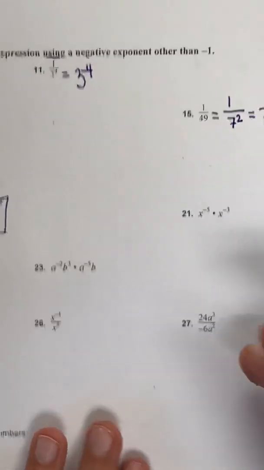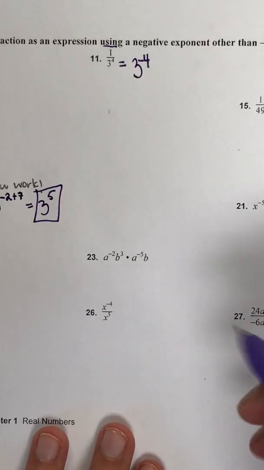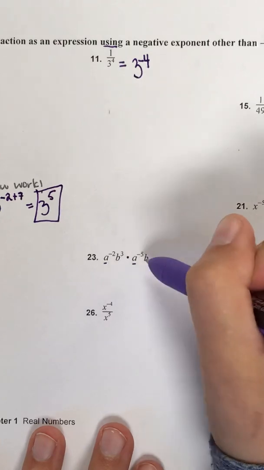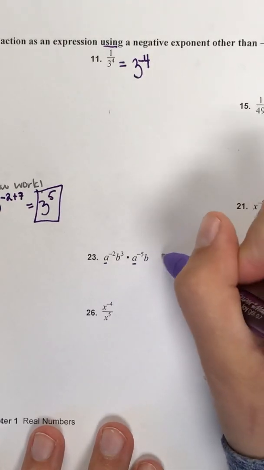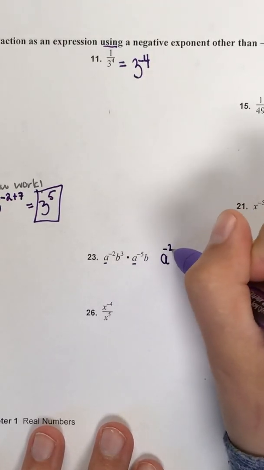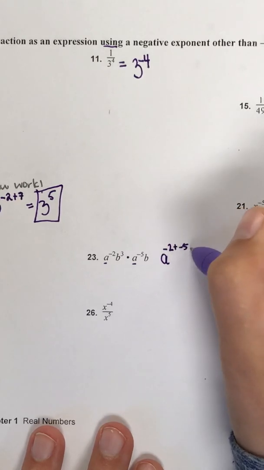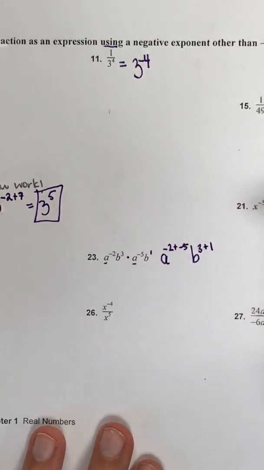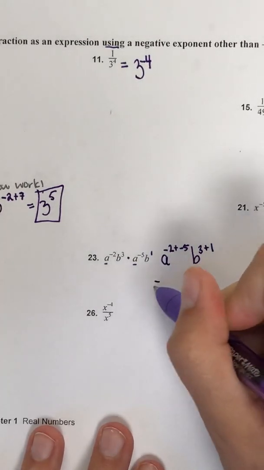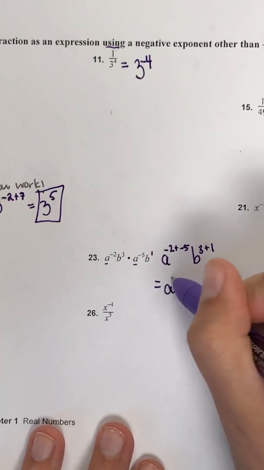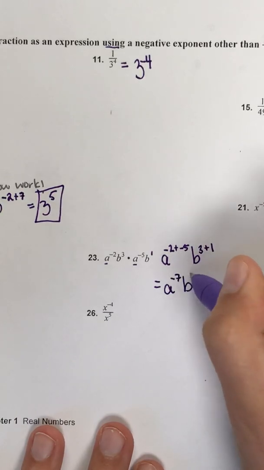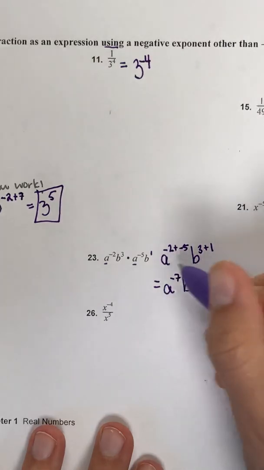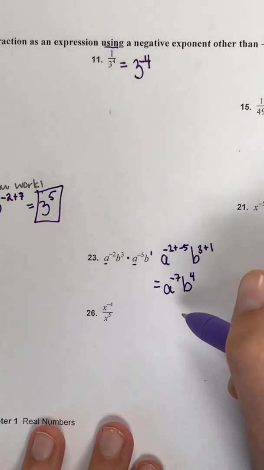If we jump to number 23, once again, this is a multiplying problem. So I have my bases, and I'm going to add their exponents. So a to the negative 2 plus negative 5, b to the 3 plus 1. When you go ahead and simplify that, you get a to the negative 7th power, b to the 4th power. I cannot leave my answer like this because there are negative exponents.